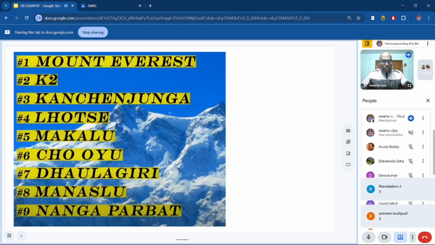Okay. So these are the highest peaks: Mount Everest, K2, Kanchenjunga, Lhotse, Makalu, Cho Oyu, Dhaulagiri, Manaslu and Nanga Parbat. If they ask you to arrange the following peaks or mountains according to their height, then you should remember this. Don't expect questions will be very easy in the examination. They may give basic questions, but in a complicated structure.